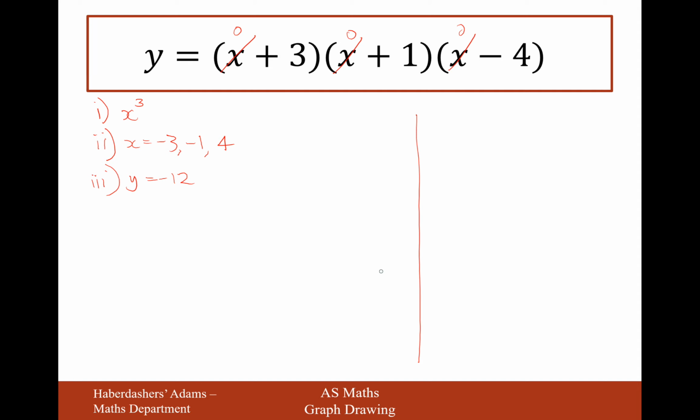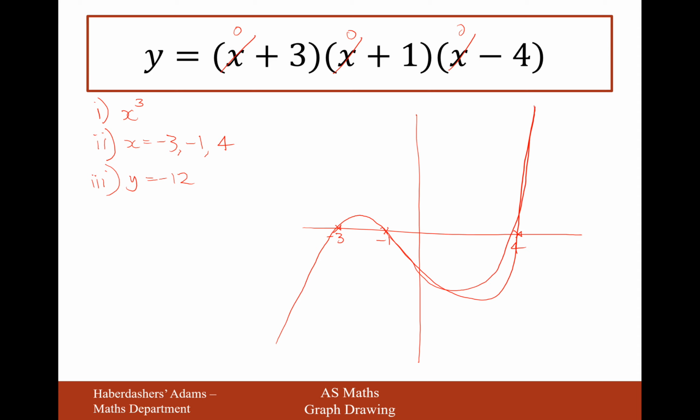So let's now draw the graph. It's going to be a positive x cubed graph going through -3, -1, and 4. It's going to start down here and go up, down, up. Oops, okay, slightly to the right hand side, this curve here should probably be a bit more like that. But there we are, that's the answer to this question. And it will go through at -12 down here.